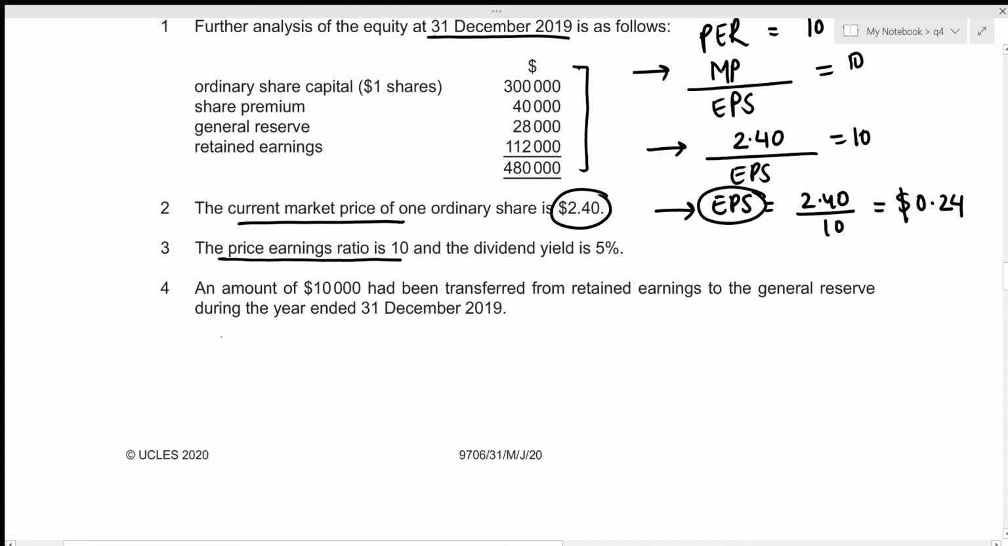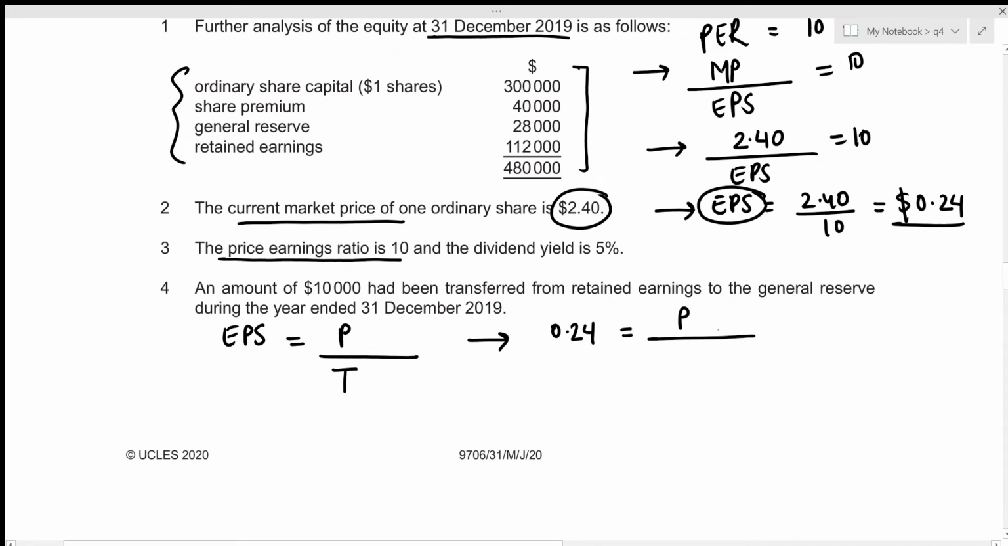Okay, so now we need to solve this ratio as well. So what we know is that earnings per share is just the profit for the year minus any preference dividends. But we can see that there are no preference shares, which means that there will be no preference dividends. So we can completely ignore that factor, divided by the total number of shares, right? So we have the earnings per share value to be 0.24. We do not know the profit for the year, but we are given information regarding the value of total ordinary shares as well as its nominal rate, right?